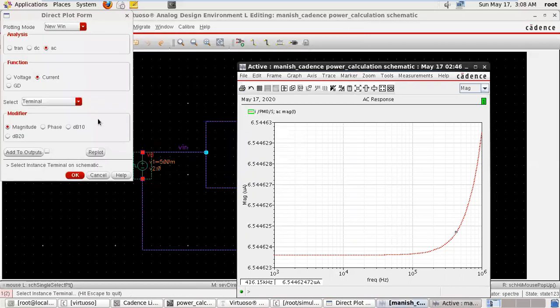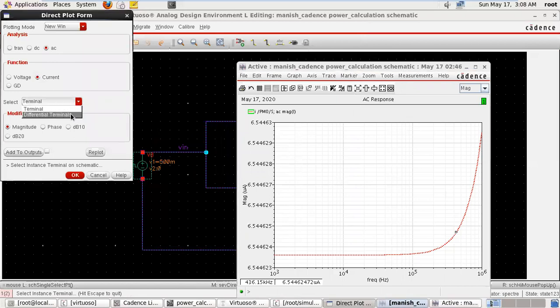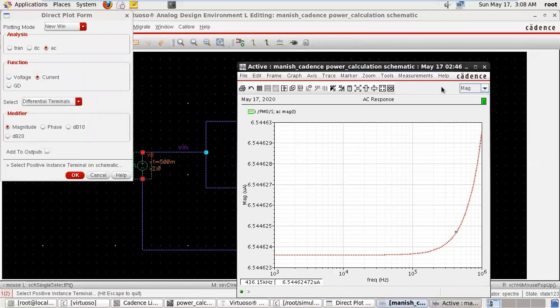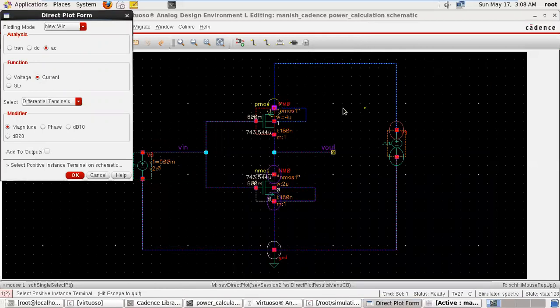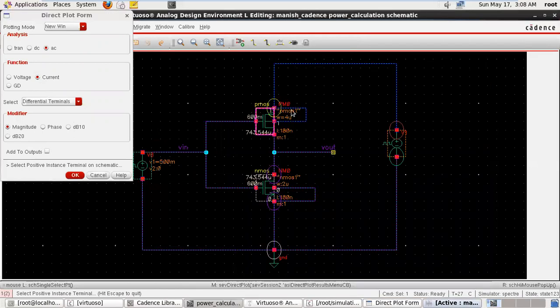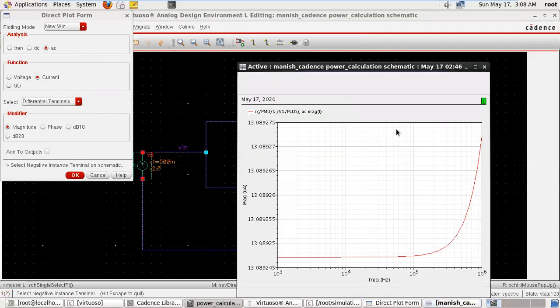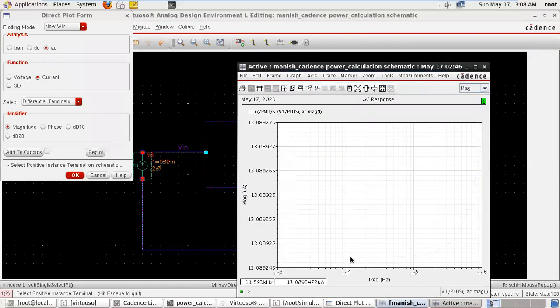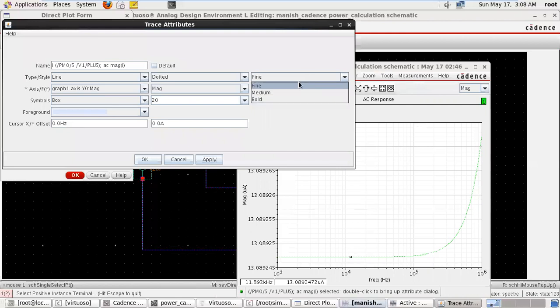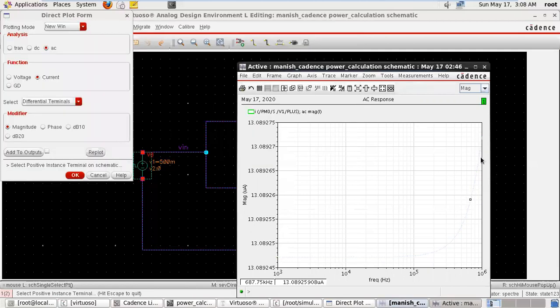So you can calculate the terminal current, or if you want the differential terminal current, select two nodes. Suppose this is my first node. Select the differential node: select the positive terminal, so this is my first terminal. This is suppose the negative terminal. So these are the difference of the current of this node. Bold, apply. So that is our current.